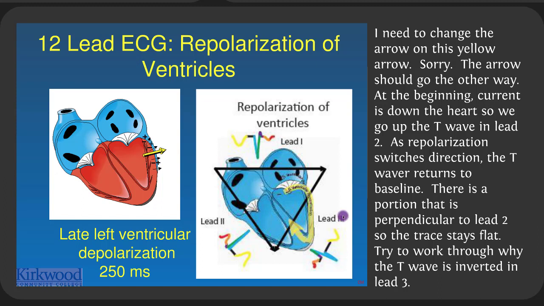Lead 3 has a kind of weird T wave. It's running against our lead, so we go down on our T wave. Then it runs with our lead, so it goes up on our T wave. And then it runs perpendicular, so we don't see anything. So this is why we get an inverted T wave in lead 3. We should have an inverted T wave in lead 3. An inverted T wave in leads 1 or 2 is usually a sign of a problem.